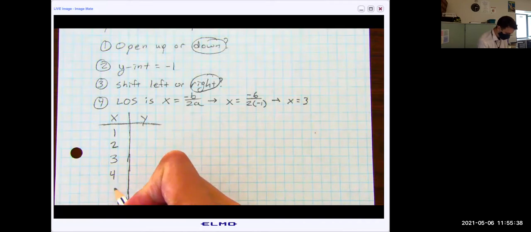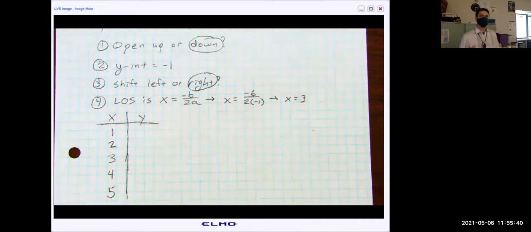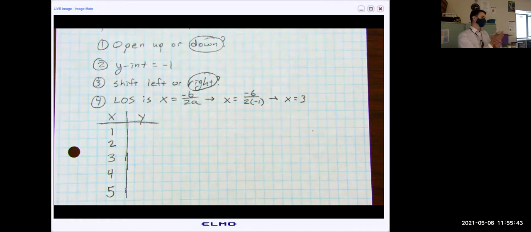Okay, so it's important that you choose numbers like that based on where your line of symmetry is, because the line of symmetry is kind of your starting point. Does that make sense? Because it's the middle of the graph. And we don't know what the graph is yet, but it's going to be in the middle.